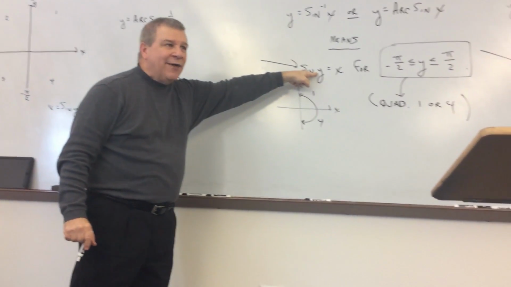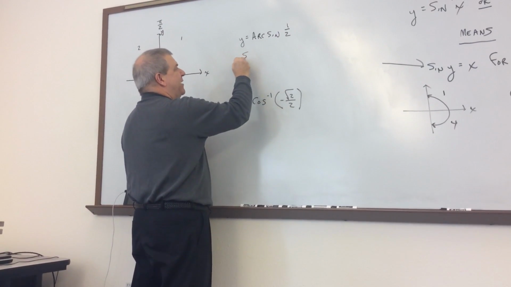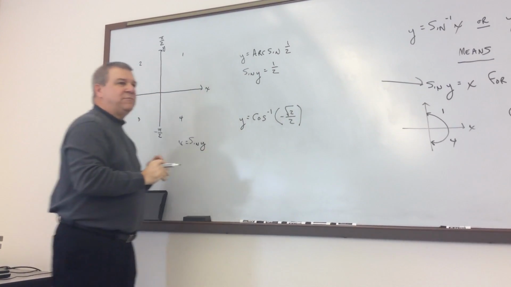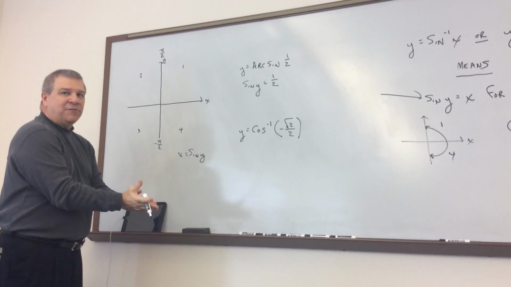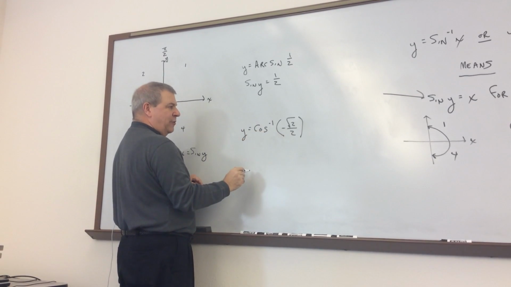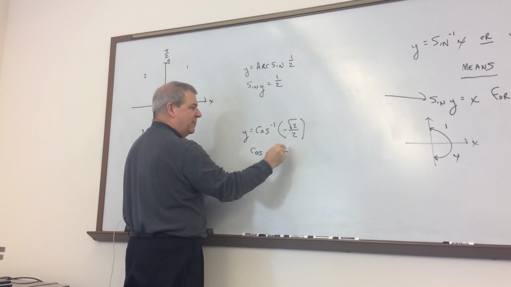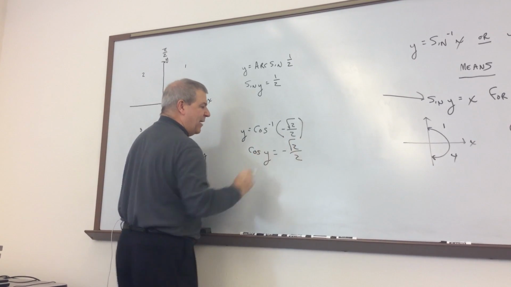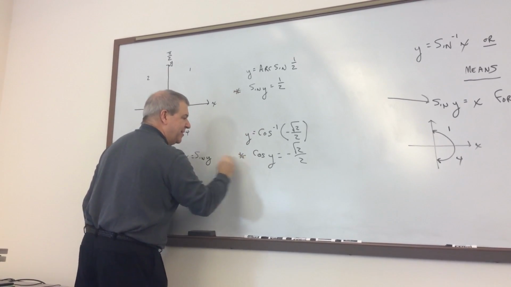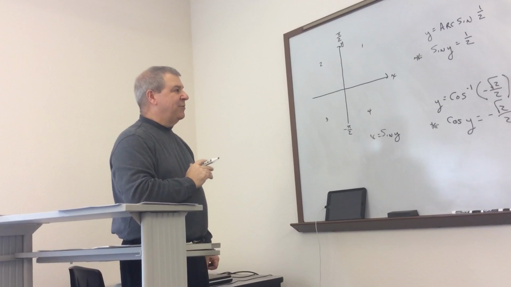You have to write it down right away. Y equals arc sine of 1/2 means the sine of y is 1/2. Got to write that down in your paper first. Y equals arc cosine of negative radical 2/2 means the cosine of what angle equals negative radical 2/2. Now please give me your attention here. You got to get by the first day before the rest of the work makes sense for the rest of the week.